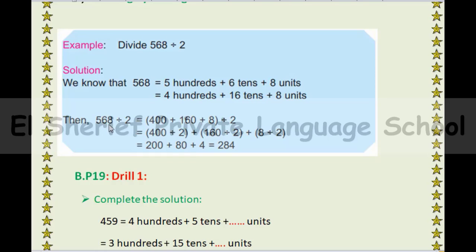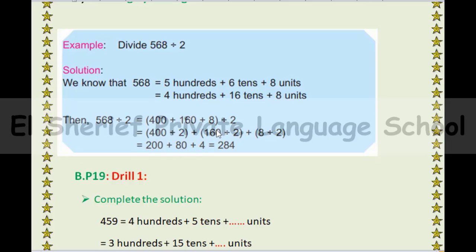So 568 divided by 2 equals 400 plus 160 plus 8. Why do we have 0 here? Because 16 tens, and tens has a 0, plus 8 units, all of this number is divided by 2. So we will distribute the 2 to these numbers. 400 divided by 2 equals 200, cover the 0s, and 4 divided by 2 equals 2. Then 160 divided by 2: cover the 0 and 16 divided by 2 equals 8.